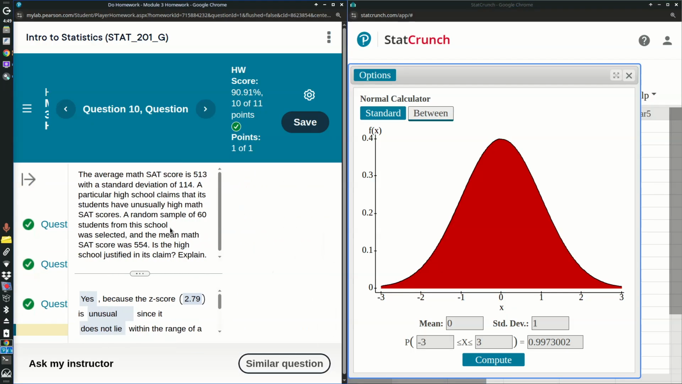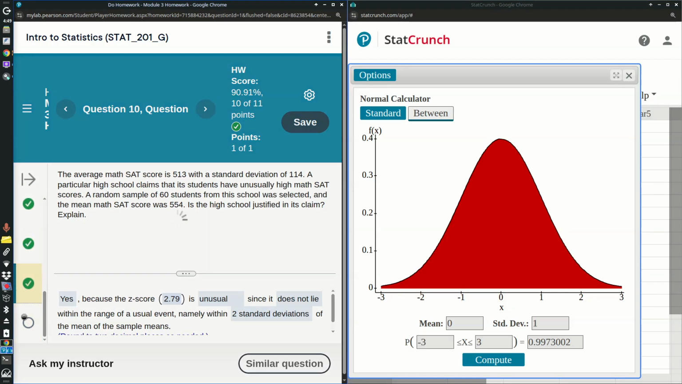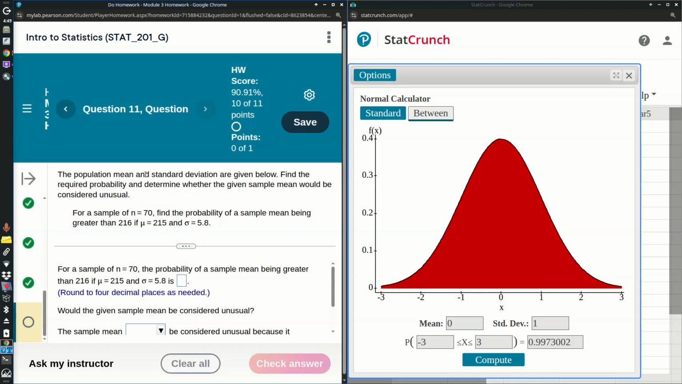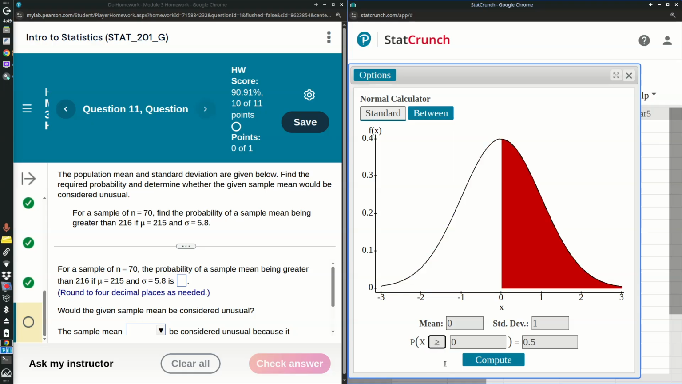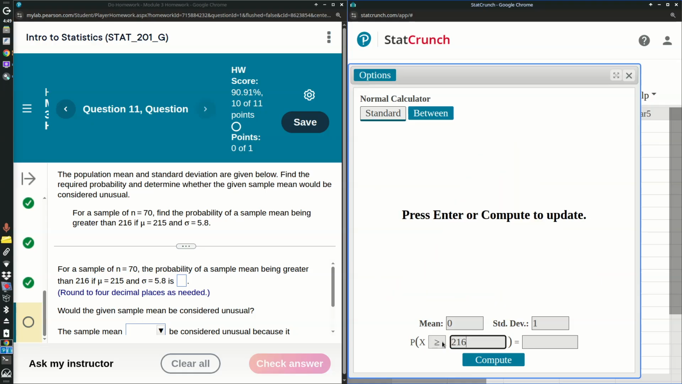Okay, so let's look and see what question 11 has to say. Last one. We've got a sample of 70, and it wants the probability of a sample mean being greater than 216. So again, we want to go to the standard, and we know that's what we need to compute. Our mean is 215, and we need to do 5.8 divided by the square root of 70 and plug that in as my standard deviation.